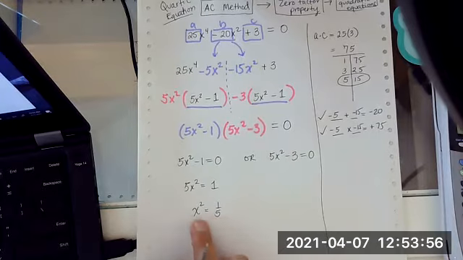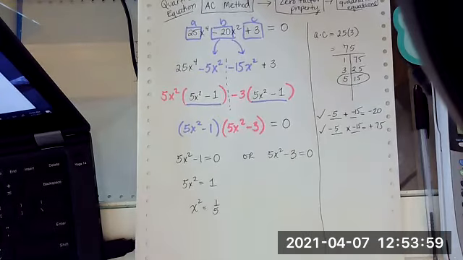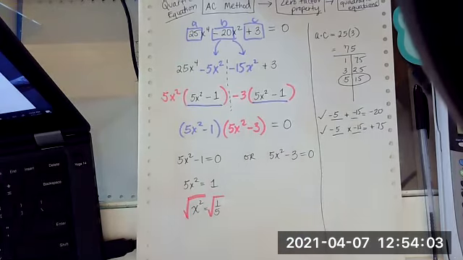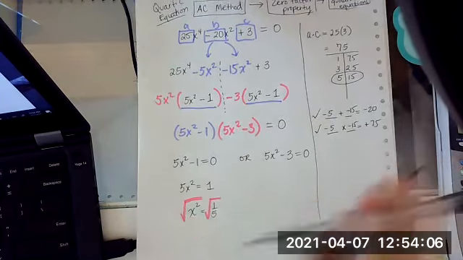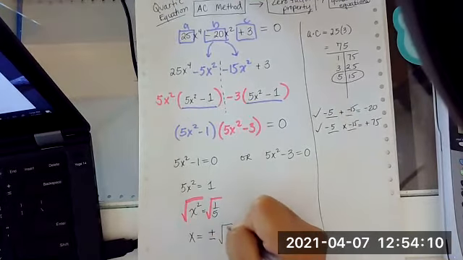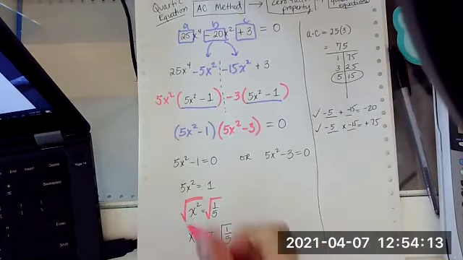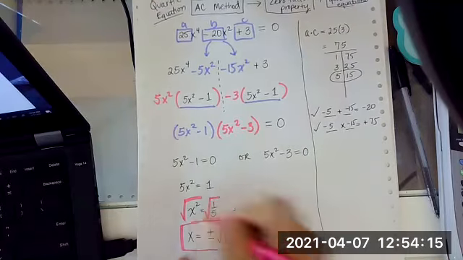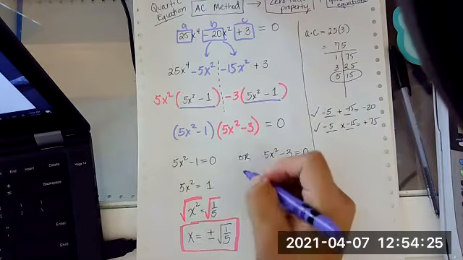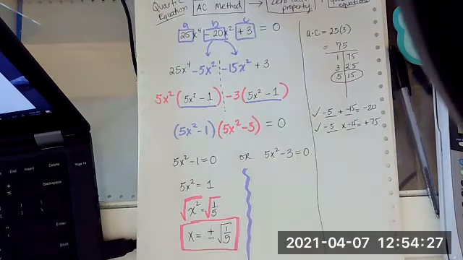And then to finally get x by itself, we'll use the square root property, which says we have to square root both sides, leaving us with x is equal to plus or minus the square root of 1/5. And that's 2 of our solutions. Does anybody have any questions about this part?